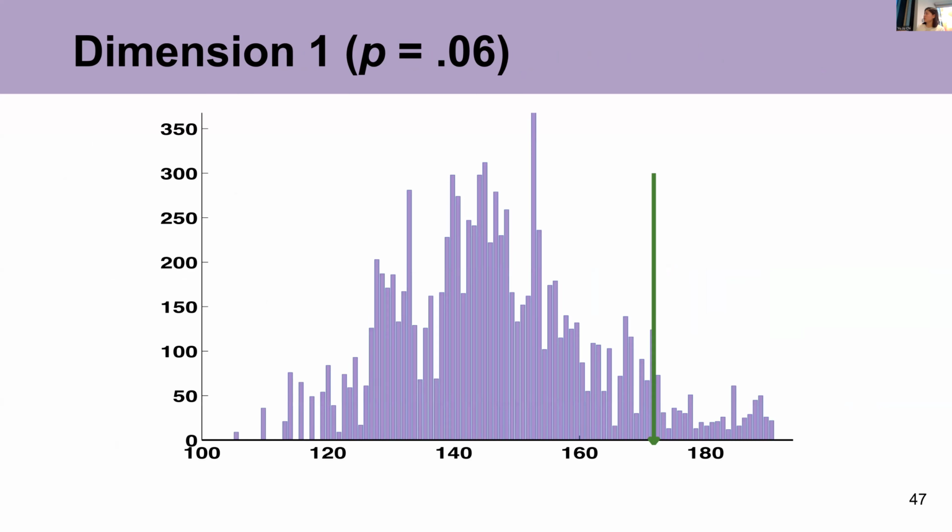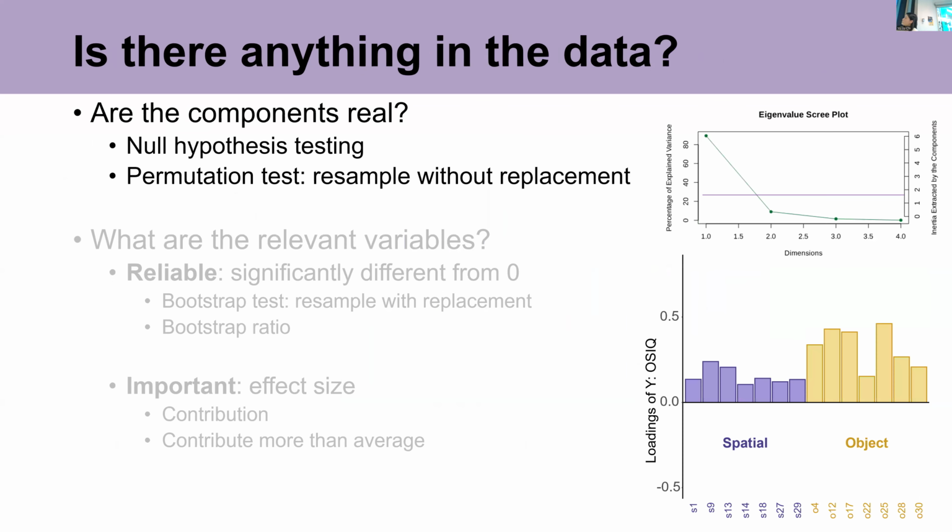So we look at dimension 1. This is what it looks like when p is 0.06. It means everything here compared to the whole distribution is 6%. Okay, so we do that for each dimension, and with that, we could determine whether the dimension explained a significant amount of variance or not.